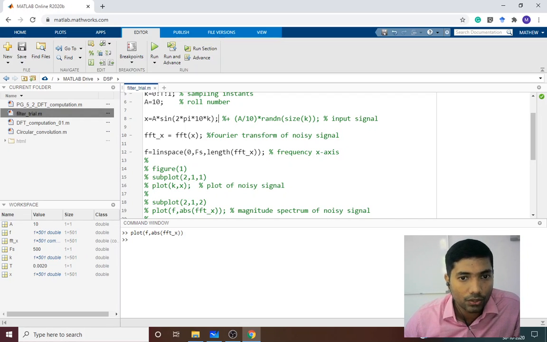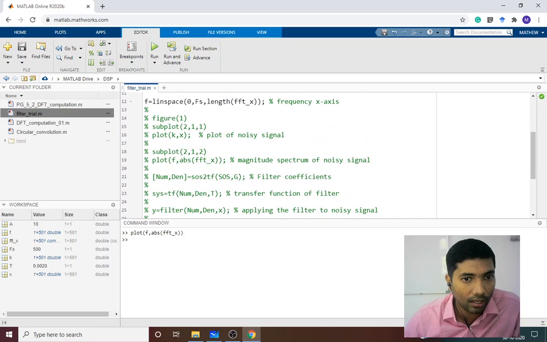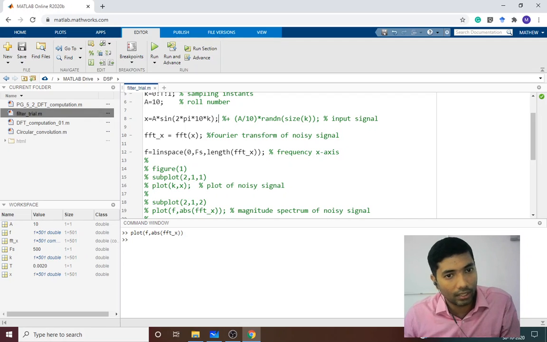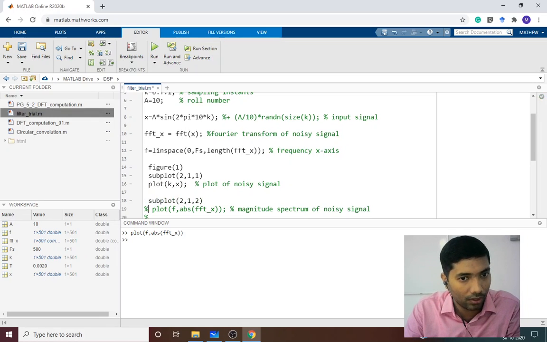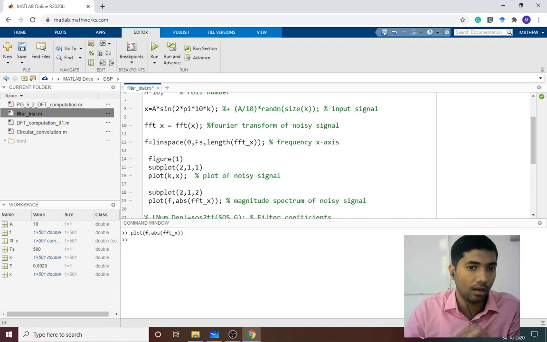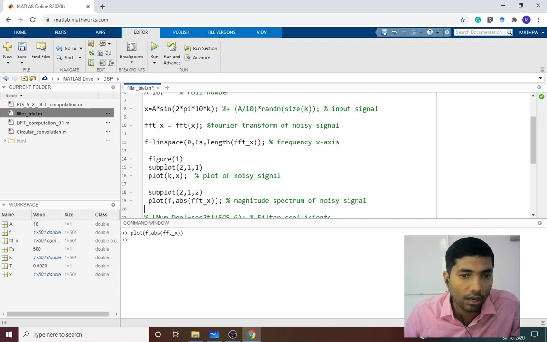Okay, fine. So what I have done in the code is I have plotted both the signal as well as the frequency spectrum together by using subplot. I have used figure 1 to name the first figure, and used subplot. I am not explaining the subplot command; you can refer to understand what subplots are. It is basically plotting both of these signals. That means the plot of the noisy signal, which is plot K comma X, and the magnitude spectrum of the noisy signal are being plotted together. So let me try to run this.